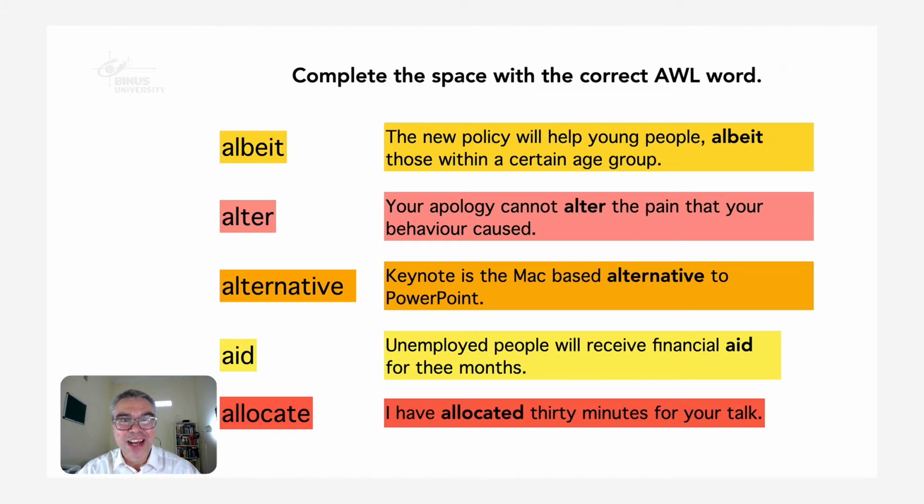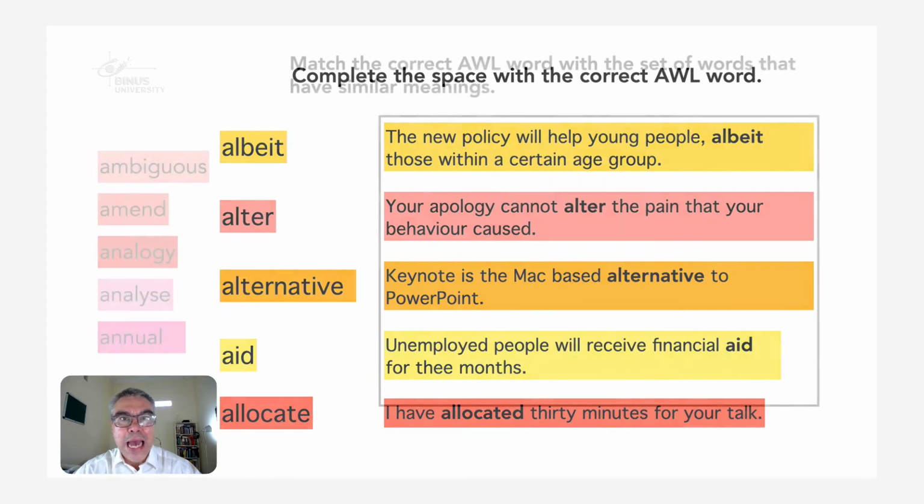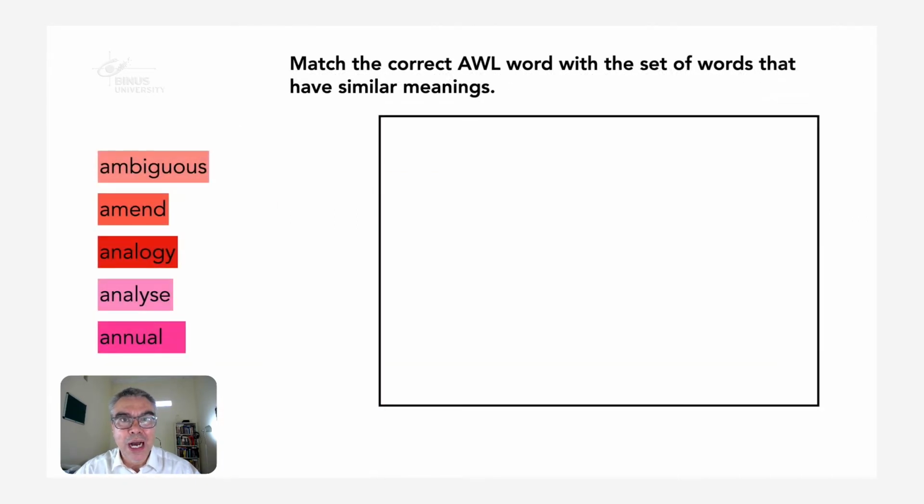All right, how did you do? I hope you did well. Here's the next set of words. Ambiguous, amend, analogy, analyse, annual. And for this exercise, you need to match the explanation with the correct AWL word. Here is the first explanation.